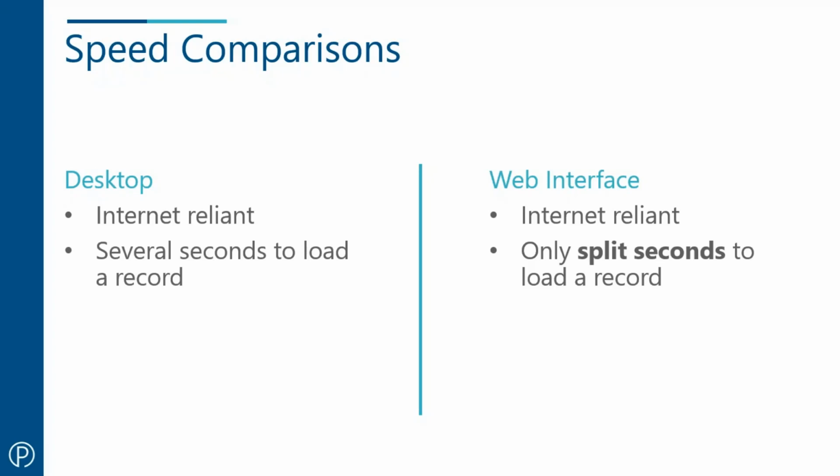But in terms of speed, there's a significant improvement in the web interface. Records that would have taken several seconds to load in the desktop app now load in a matter of split seconds within the web interface. So if you think about how many records you and your team are accessing on a daily basis, the CRM could be overall 10 times the speed of the desktop app in some cases. So the web interface is significantly faster overall.